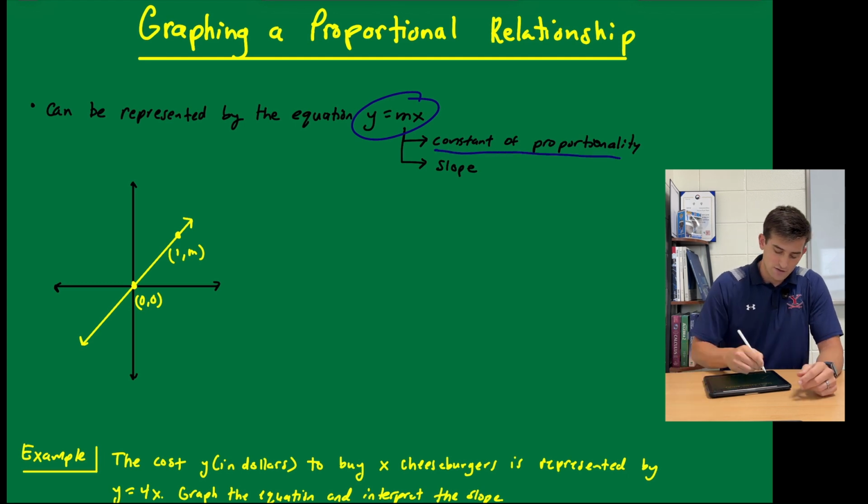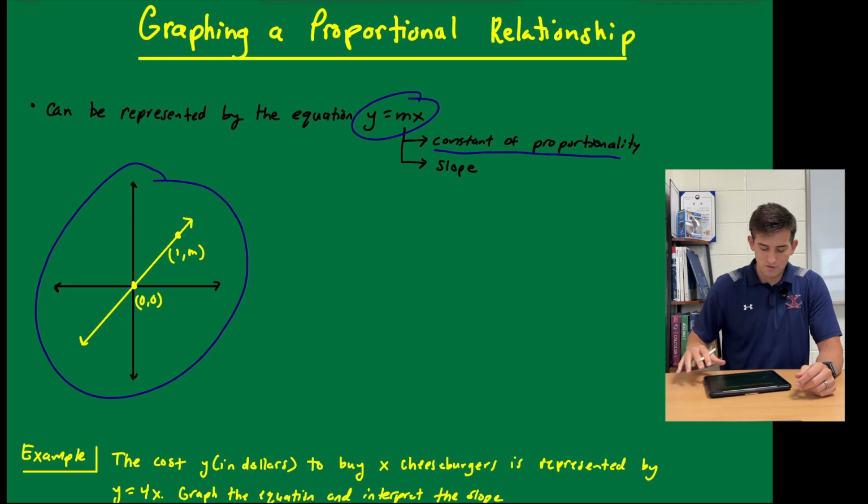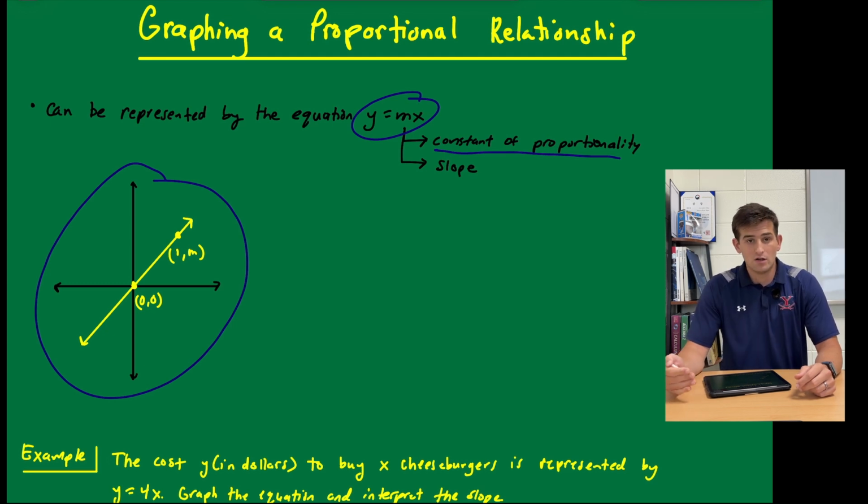So when we graph it, if we look at this image right here, we see that we have our line going through the origin, so we have 0, 0, and then we have 1 comma m, which would be our constant of proportionality, also known as unit rate, or you could think about rate as well. And then just in terms of slope-intercept form, that would be our slope, okay?